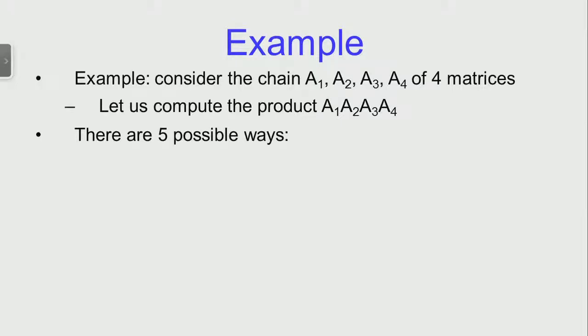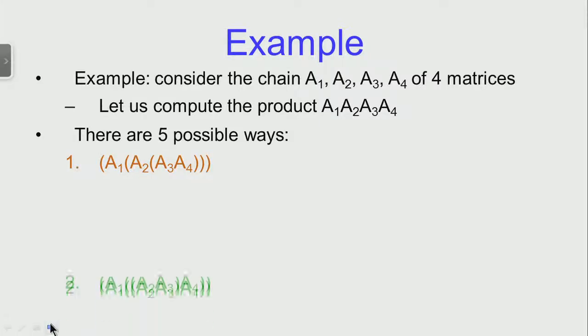Let us now consider this example where there are 4 matrices A1, A2, A3 and A4, and the aim is to compute the product of these 4 matrices. There are 5 possible parenthesizations. Let us inspect each of these parenthesizations. This is the first one. We know that in any expression which is parenthesized, the innermost parenthesis is evaluated first. Therefore, in this parenthesization, A3 and A4 are multiplied first, the result is then multiplied with A2 and the result is then multiplied with A1.